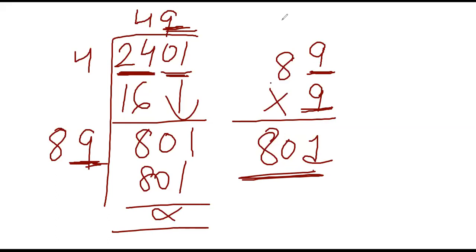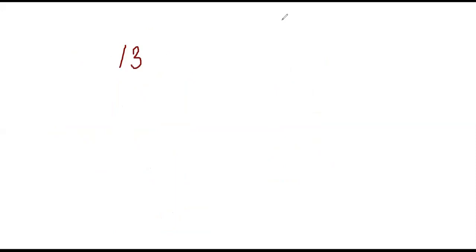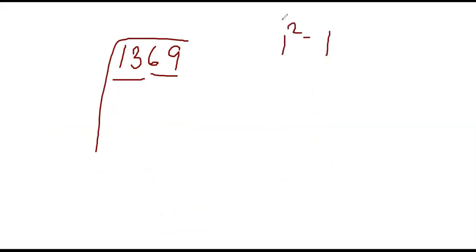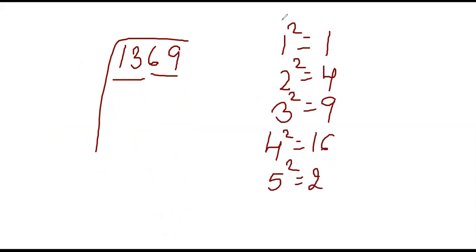Okay, you are asking for 1369. So it's like 1 square is equal to 1, 2 square is equal to 4, 3 square is equal to 9, 4 square is equal to 16, 5 square is equal to 25. Check here. Which number should be here?